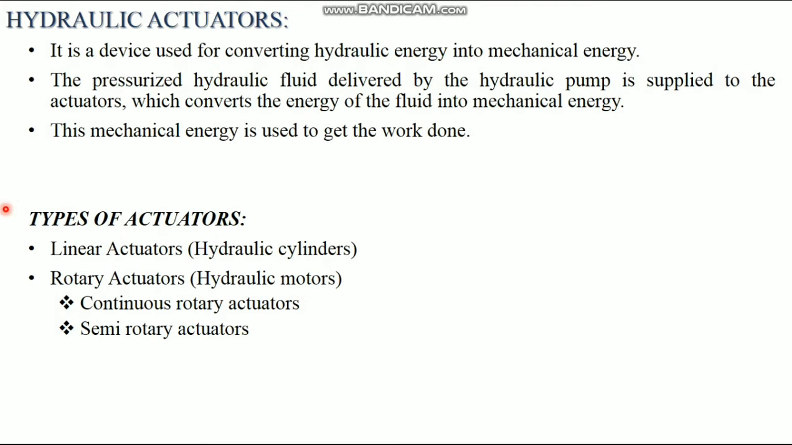Then the types of actuators. The end component is mainly divided into two types, that is linear actuators and rotary actuators. The linear actuators are called hydraulic cylinders and the rotary actuators are called hydraulic motors. Again, the rotary actuators are divided into two types, that is continuous rotary actuators and semi-rotary actuators.